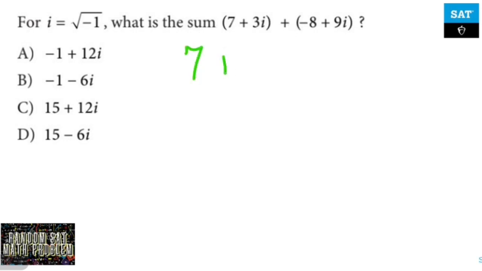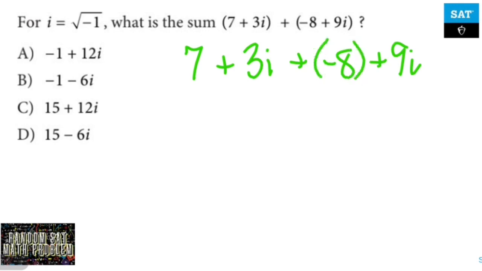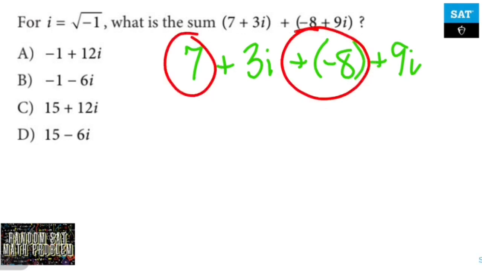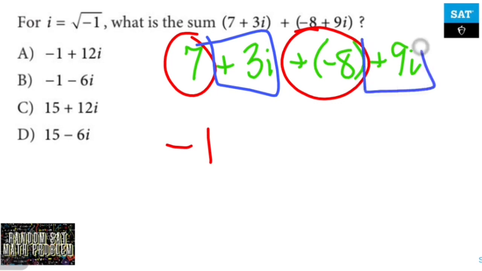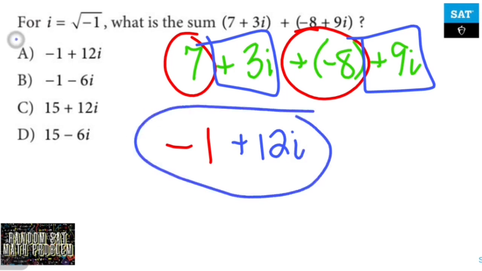So I have 7 plus 3i plus negative 8, probably should have made that minus 8, plus 9i. Let me throw that negative 8 in parentheses so it looks prettier. Now what I want to do is combine like terms. The 7 and the negative 8 combine to make negative 1. The 3i and the 9i combine to make 12i. That's what I got, and my answer is A.